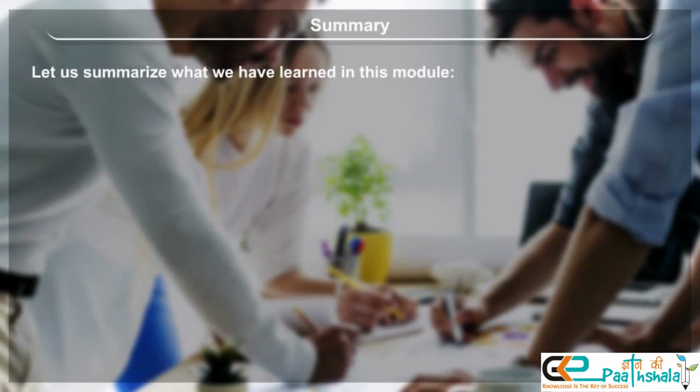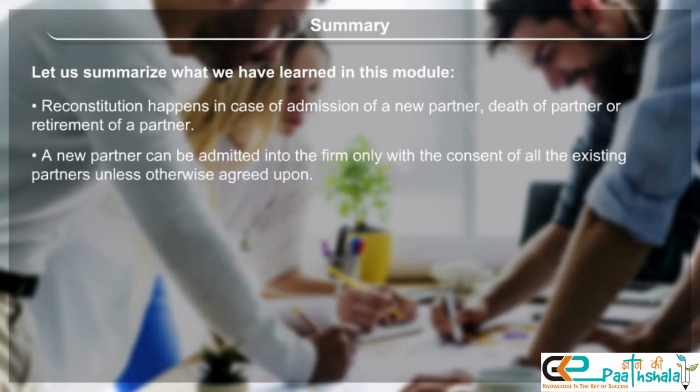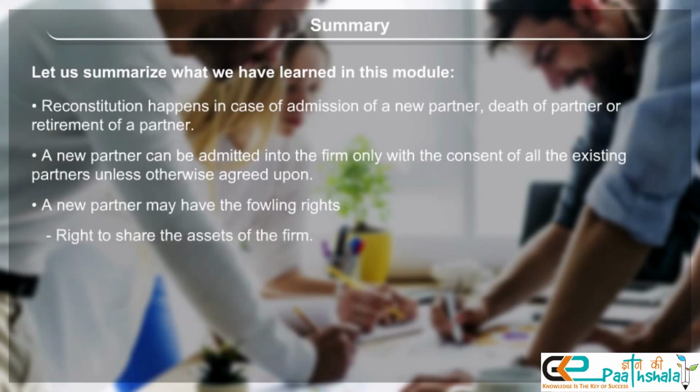Summary. Let us summarize what we have learned in this module. Reconstitution happens in case of admission of a new partner, death of a partner, or retirement of a partner. A new partner can be admitted into the firm only with the consent of all the existing partners, unless otherwise agreed upon. A new partner may have the following rights: right to share the assets of the firm, and right to share the profits of the partnership firm.